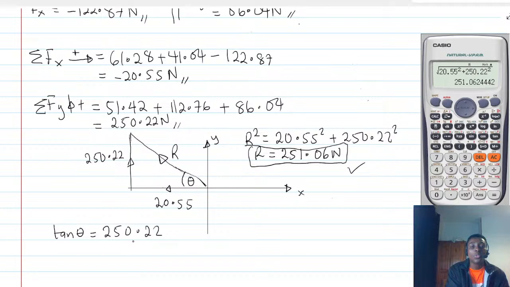So tan theta is nothing but 250.22 divided by 20.55. So theta is going to be what? Tan inverse, isn't it? So what is it then? Theta is going to be tan inverse of 250.22 over 20.55.